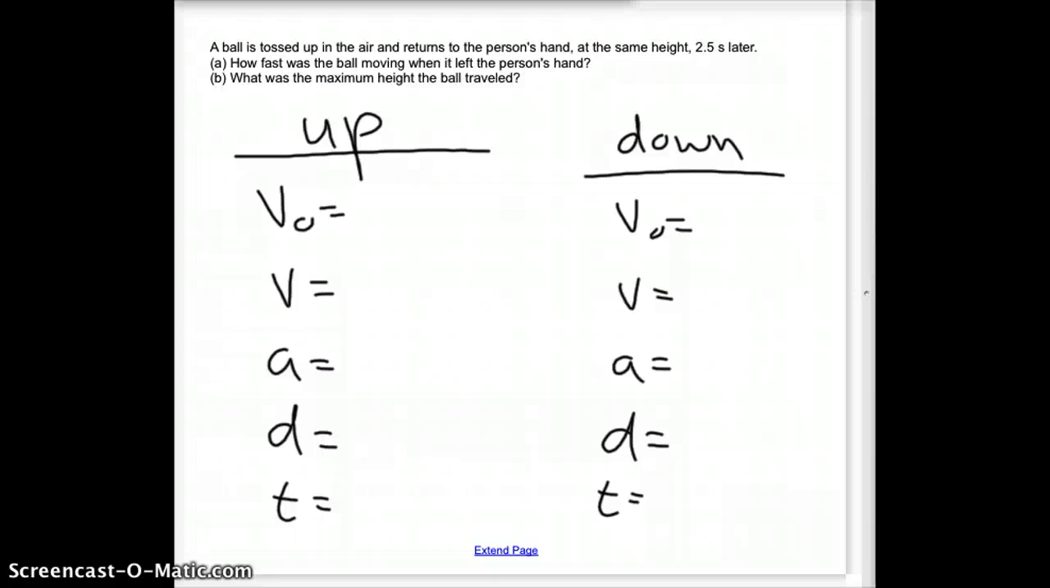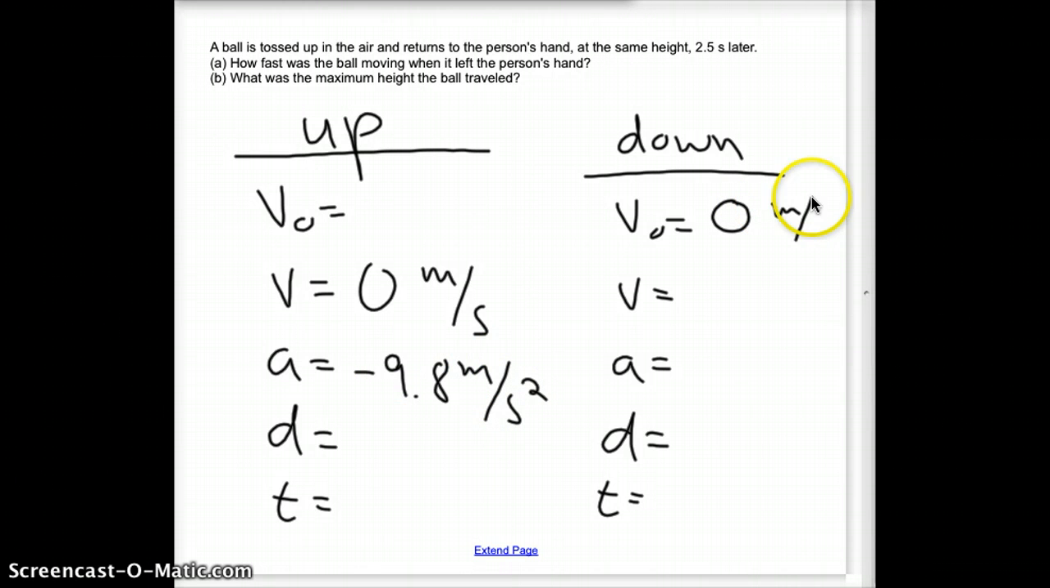So I like to think of this as a mirror image problem, where the up will look just like the down because the person caught the ball at the same height they released it. So right now I know this information. At the top of its flight, which is the final velocity for the up and the initial velocity for the down, it is momentarily stopped. That's where the 0 comes from. Notice the signs on the accelerations.